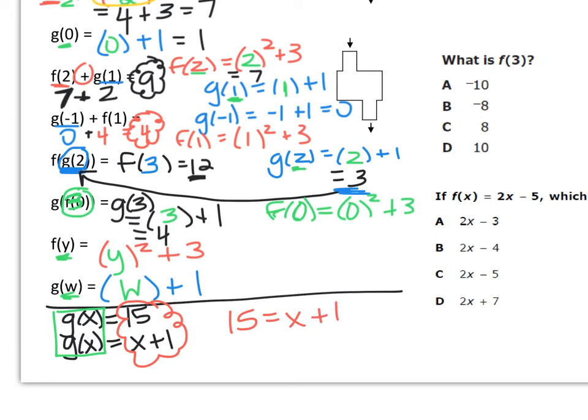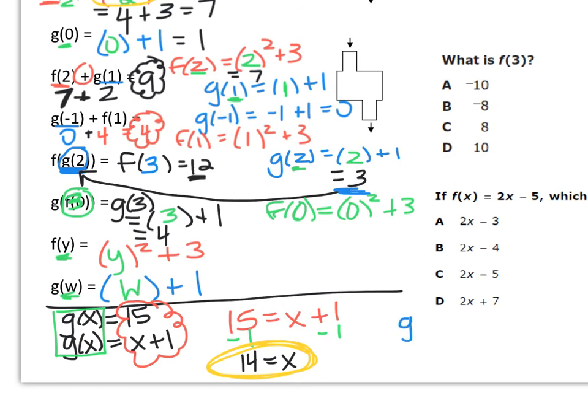So how would I get x by itself? This is going into solving equations. We would subtract 1 from both sides and get 14. So when they give you something like f of x equals a number or g of x equals a number, notice my answer is what x is. It's what my input is. So let's try another one with that g of x.